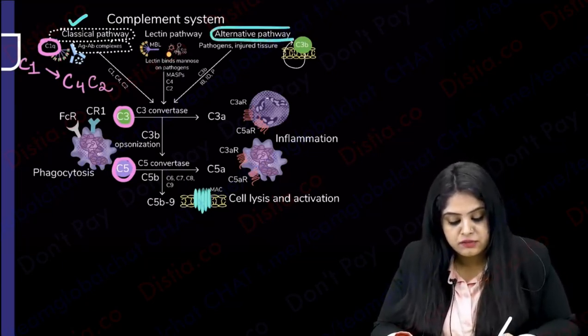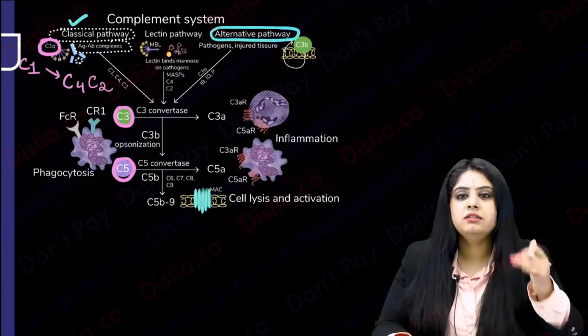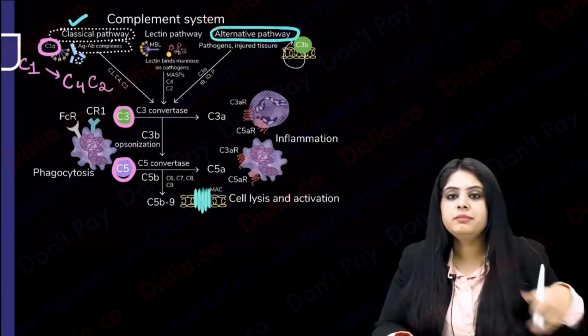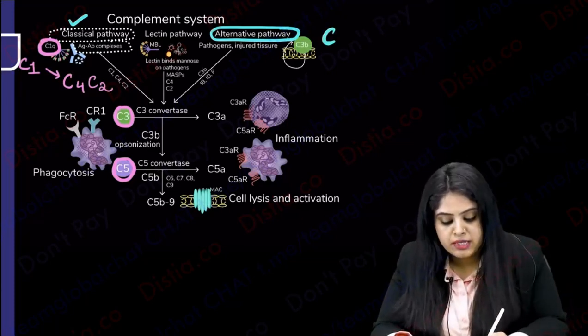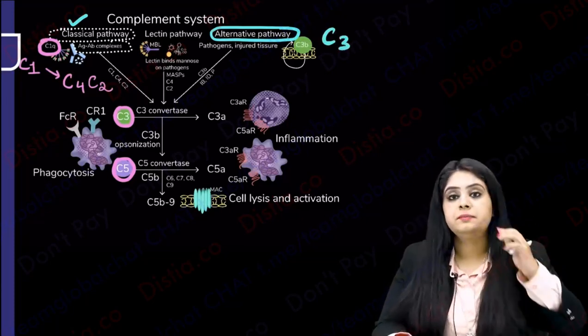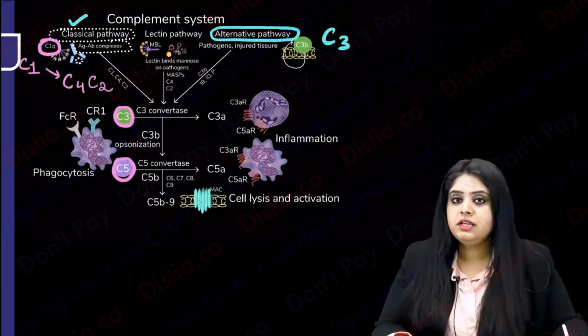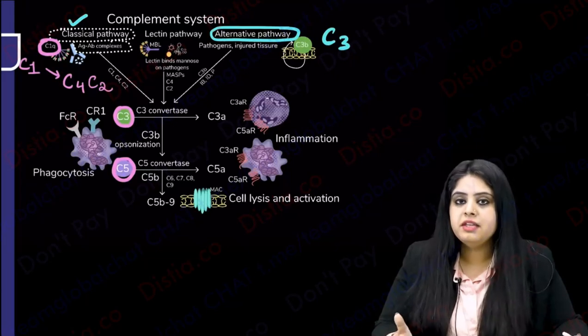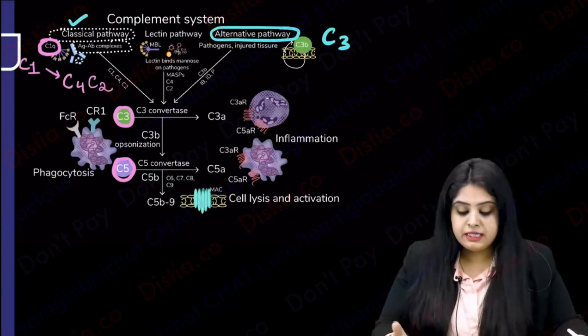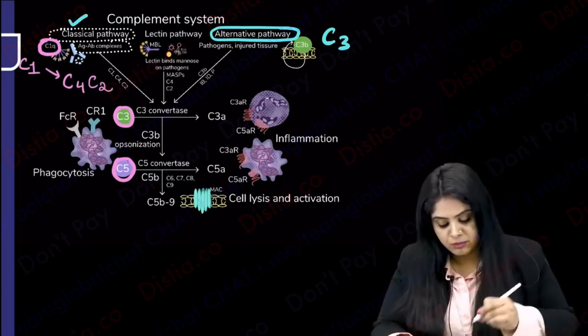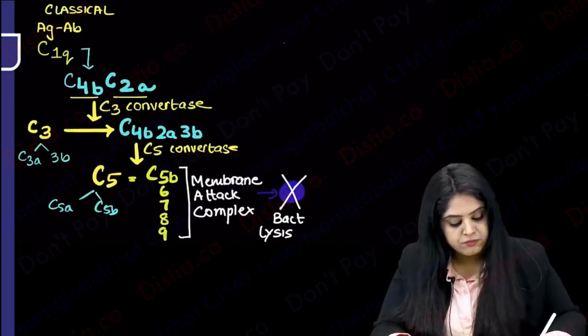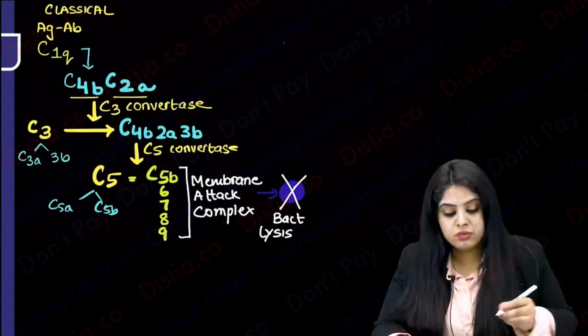The alternate pathway is not going to start from C1 and all those usual ones. Alternate means it's going to take some alternate route. It is going to start from C3. That's why it's alternate. It's taken some alternate route. So C3, along with a lot of factors, factor B, factor D, properdin, it is going to break. So please remember, I'll try to fit in the alternate pathway over here only.